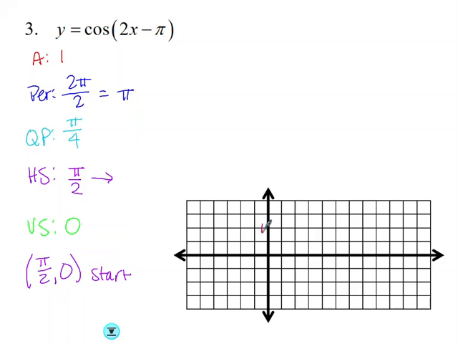I'm going to label my axes. And my starting point is pi over 2, 0. We have a cosine function, so we're going to do high, 0, low, 0, high. The amplitude is 1, so high is going to be at positive 1. This time our quarter period is pi over 4, so we need a point every pi over 4. And that's our function.